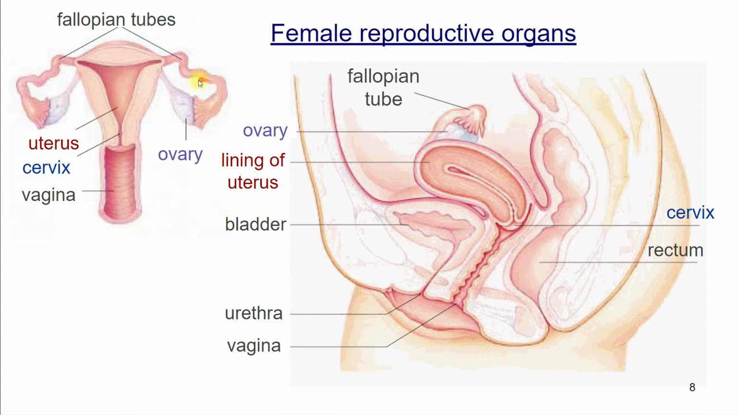And it will travel down the fallopian tube and it will come into the uterus here. And if it is successfully fertilized, an embryo will start to develop. And the embryo will be actually embedded in this thick wall of the uterus. So let's go back to our ovary.